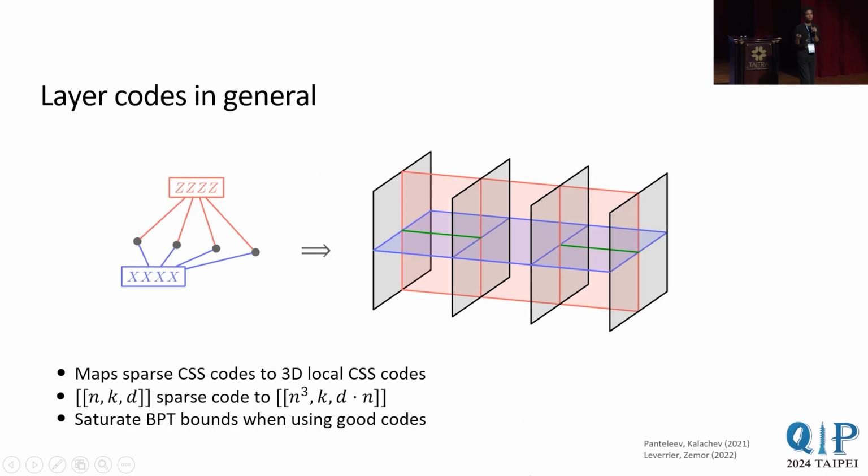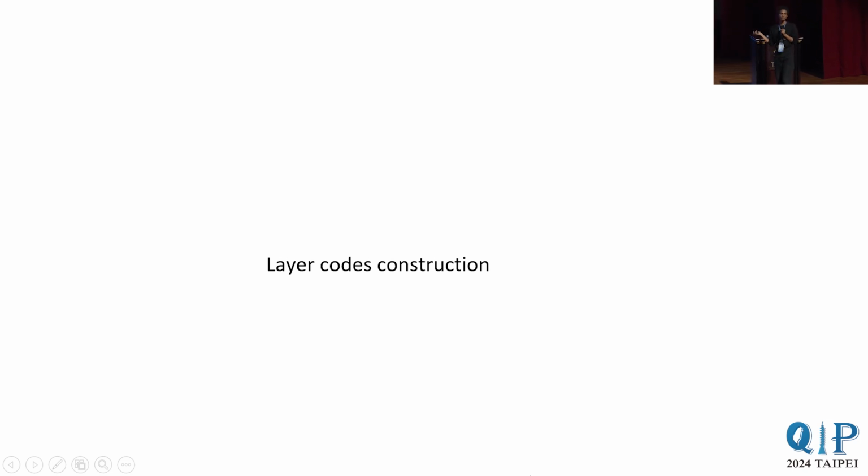How do these codes work? Fundamentally, these codes are a mapping from sparse stabilizer codes to 3D codes. This mapping takes codes that have these parameters and maps them to codes that have n cubed qubits, k logical qubits, and d times n distance. When you input good LDPC codes, which by now we know that they exist, you then obtain parameters that saturate the BPT bound in 3D. Great, so how do we build these codes?